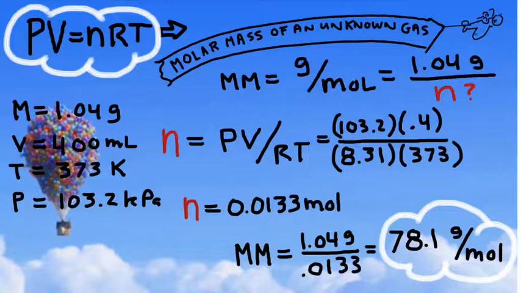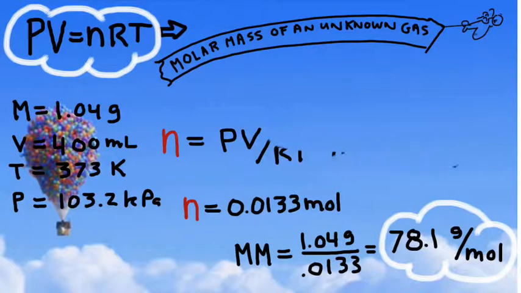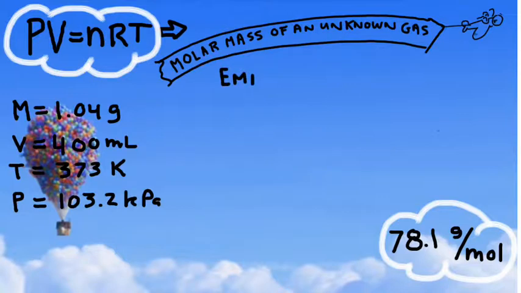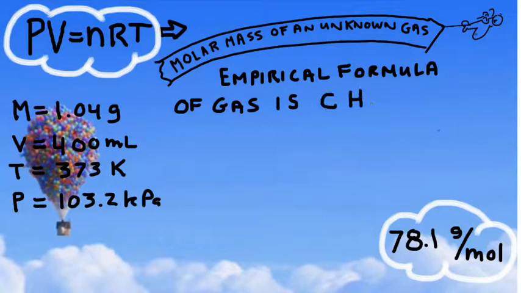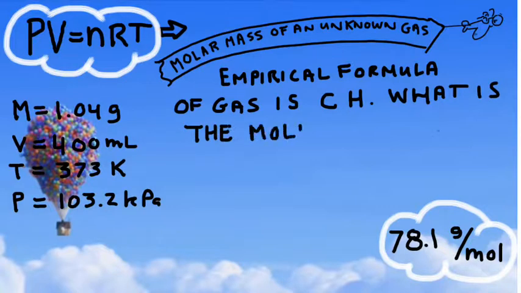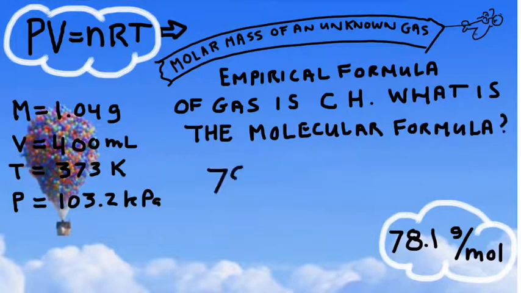Now, this doesn't actually give us the formula for the compound. However, it is possible to do experiments like you've done in class to determine the empirical formula of a substance. And remember that the empirical formula is the simplest whole number ratio of the elements in a compound. So let's suppose that you did an experiment that determined that for this unknown gas, the empirical formula was CH. And the question is, all right, well, what's the actual formula? We know that this compound has a molar mass of 78.